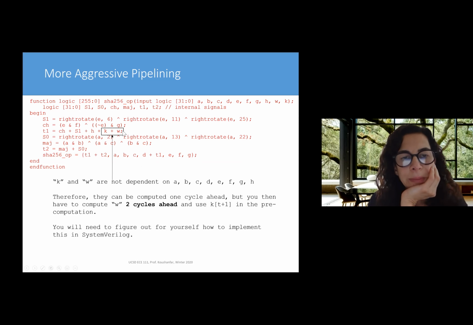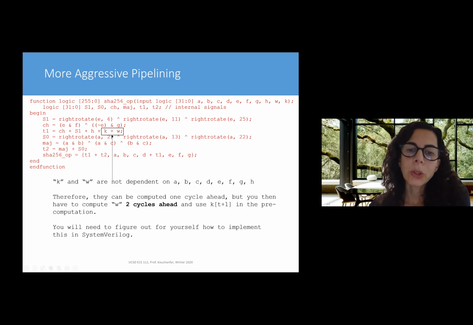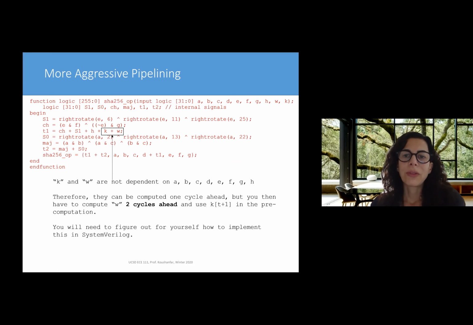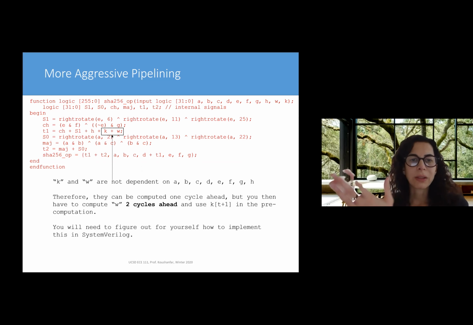But if we could optimize this in a pipeline to get the K and W, which are not dependent on A, B, C, D, E, F, G, H, so they're not dependent on the other inputs, what we could do is compute them one cycle ahead, but then we have to compute W 2 cycles ahead. And if we could do that, then we could do even better and have this 2-cycle-ahead pipeline that can help us get things much more efficiently in terms of time.